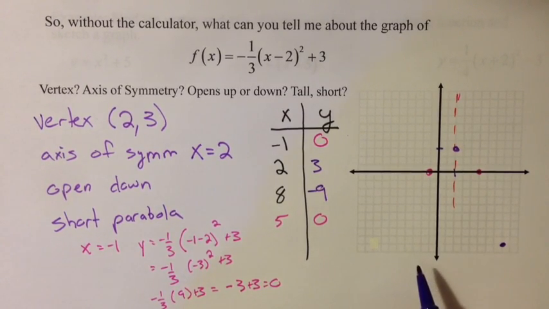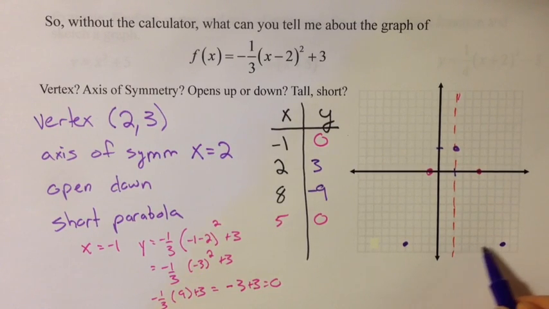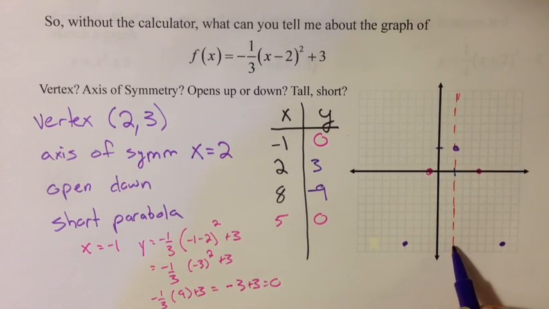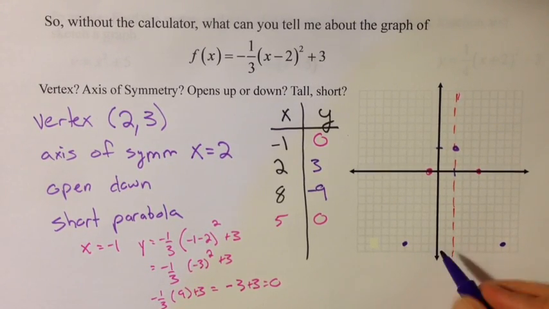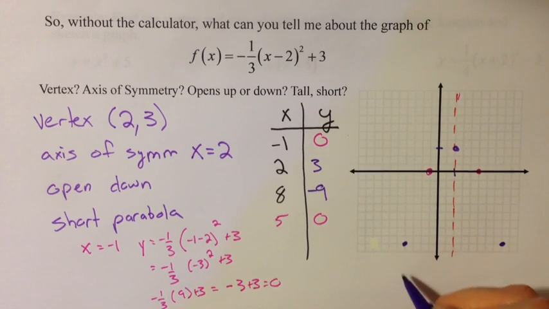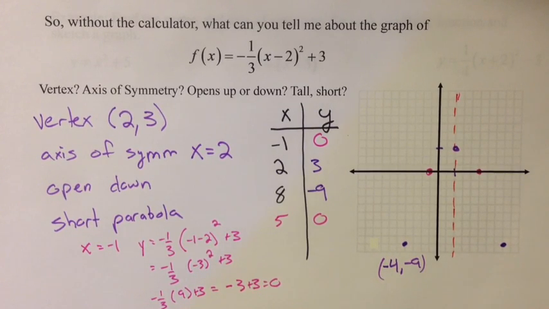Now, this point here needs to have a mirror image over here. So let's take a moment and see if we can figure out what that mirror image needs to be. If I think about flipping this point over the axis of symmetry, I notice that my point is 6 away from the axis of symmetry, which means that there must be a point on the other side that is also 6 away from the axis of symmetry. Just counting over, that gives me a point that sits here at x is -4, and y is -9. So there's one more point that has to be on my graph.